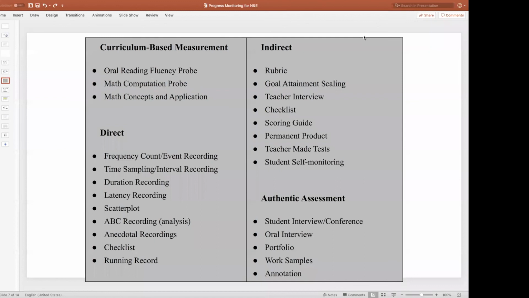So you have those things there as your curriculum-based measures. Those are for academics only. You won't see that in behavior or any of those types of things. It's academic only. When you're looking at the direct measures, you are looking directly at the student. You see the student do it.